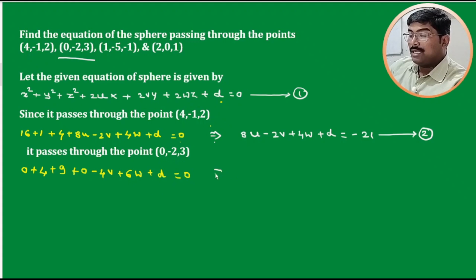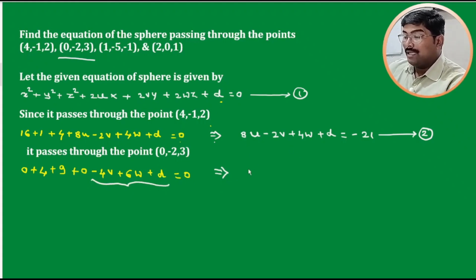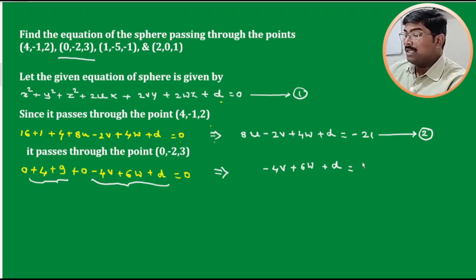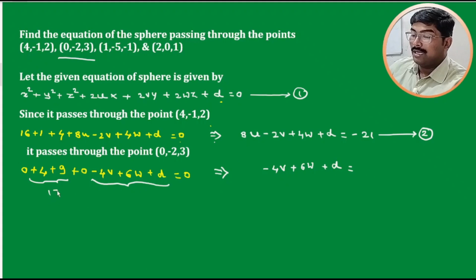Now the same equation we can also write as -4v plus 6w plus d, and that is equal to, so this 4 plus 9 plus 0 is equal to 13, and transpose this 13 to the right hand side, you will get -13, and say that is equation number 3.